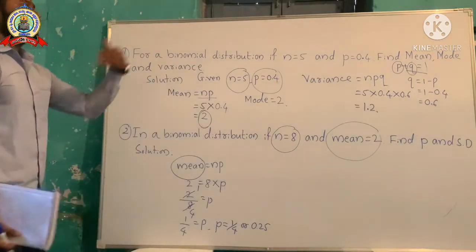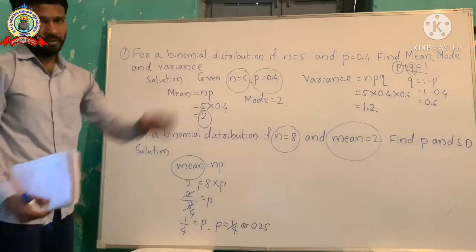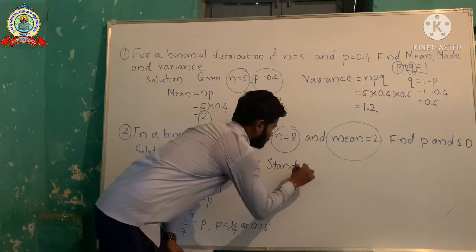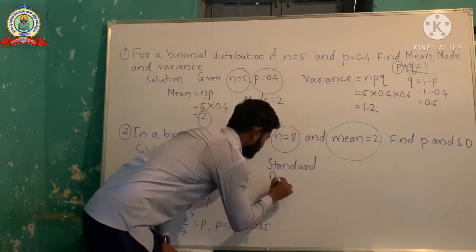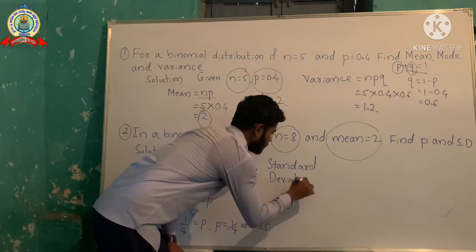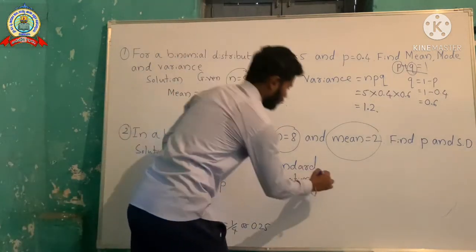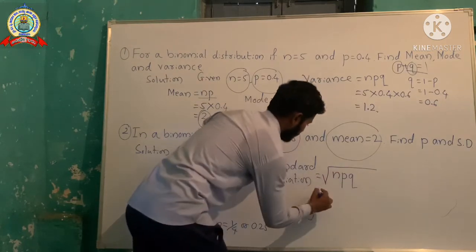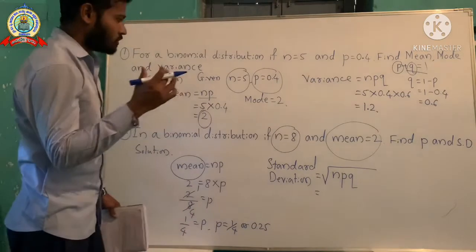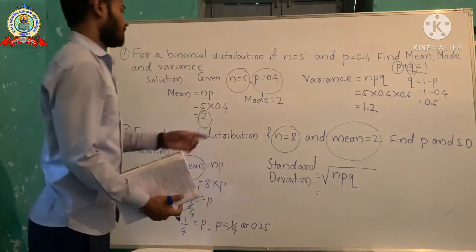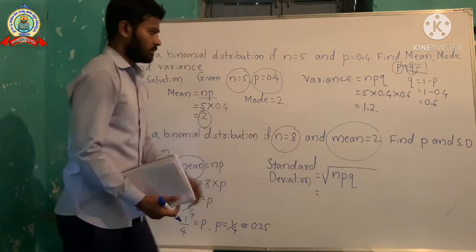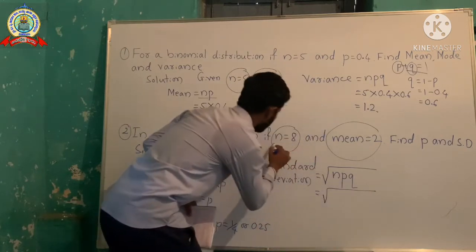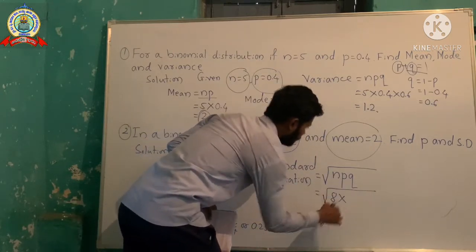Okay. So let me find the standard deviation. The standard deviation of a binomial distribution is equal to the square root of npq. Okay. So I substitute 8 in the place of n. So in the place of n I take 8, square root. So n is 8, into what is the p value?